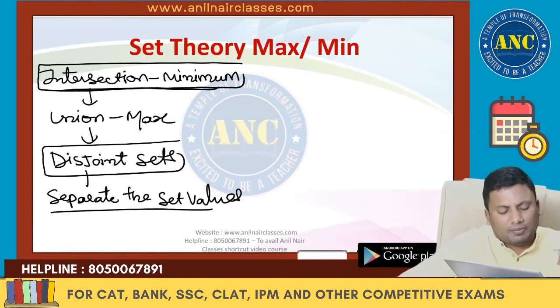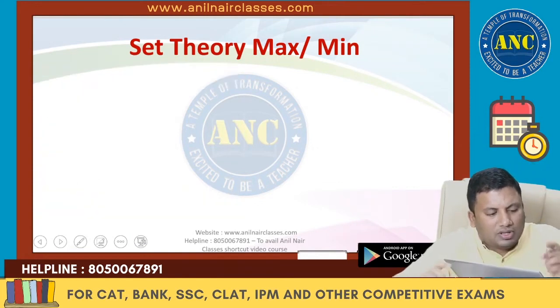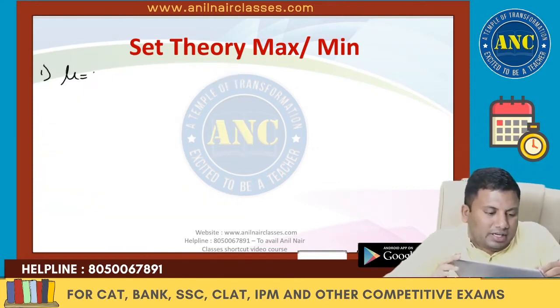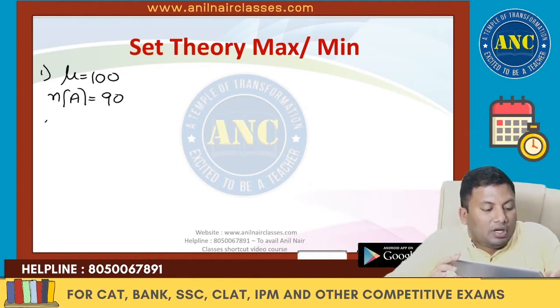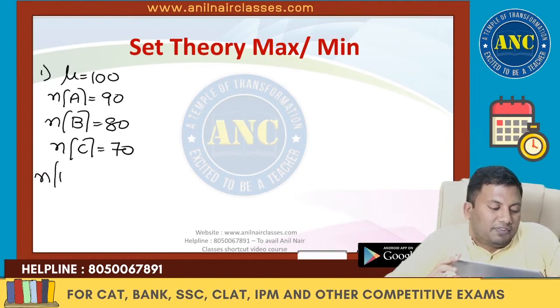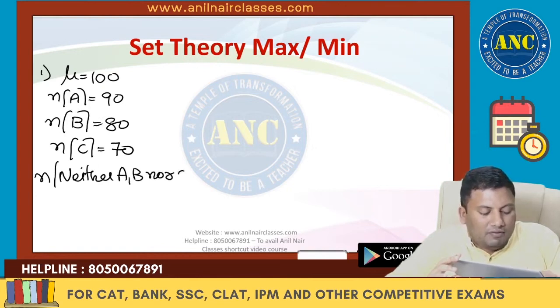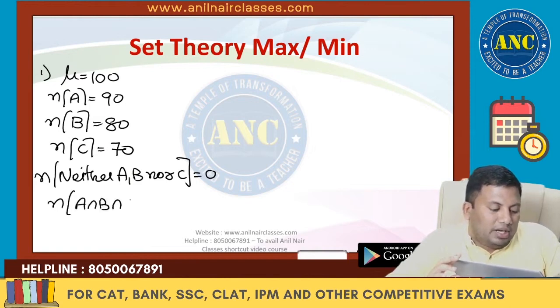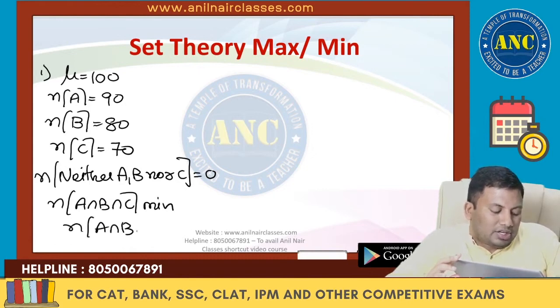Now let us take some simple example, then we will solve the question. Example 1 which we took: Mu is 100. N of A is 90. N of B is 80. N of C is 70. N of neither A, B nor C is 0. N of A intersection B intersection C, minimum. N of A intersection B intersection C, maximum.